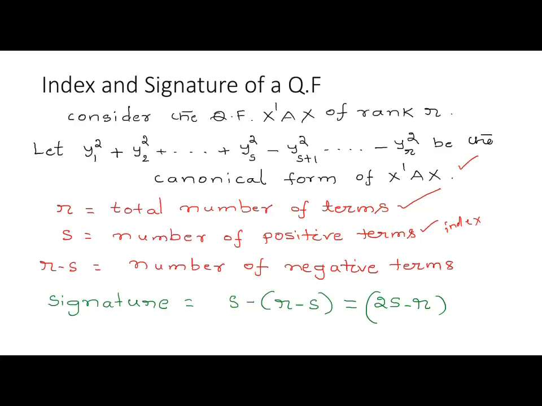So R minus S is nothing but the number of negative terms. Then signature is nothing but the number of positive terms minus the number of negative terms, that is S minus (R minus S), which is 2S minus R, the excess of positive terms. So 2S minus R is called the signature, where S is the number of positive terms and R is the total number of terms, that is, the rank of the quadratic form. These two are important definitions, rank and index.